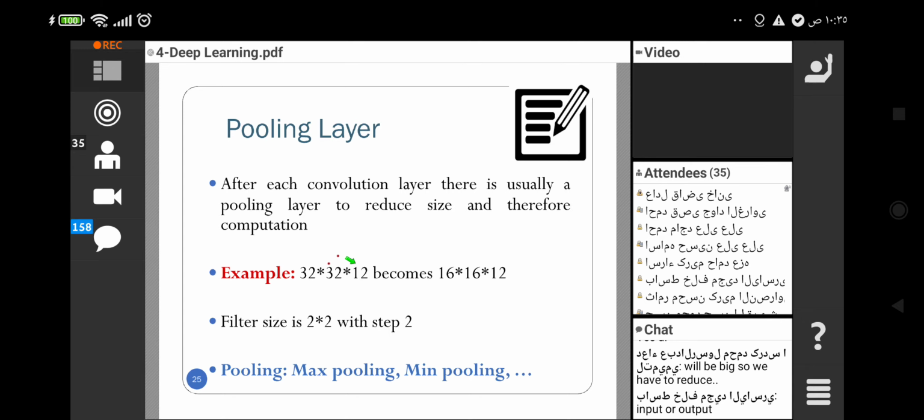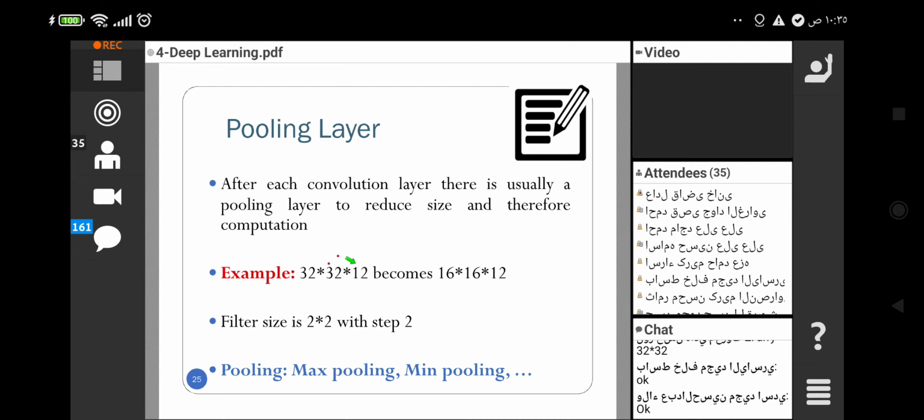The size of the output. The size of the input is 32 by 32, and then we have 12 kernels, 12 neurons in the convolution layer. Each of these kernels is doing the convolution operation on the input.